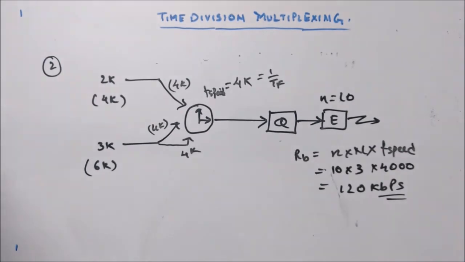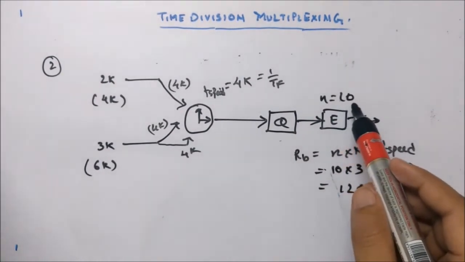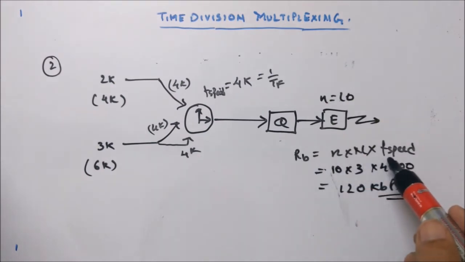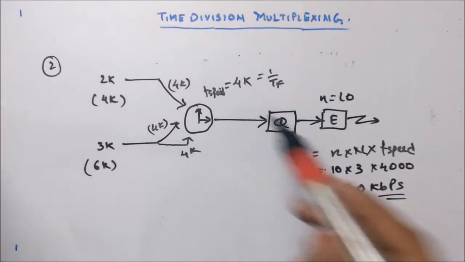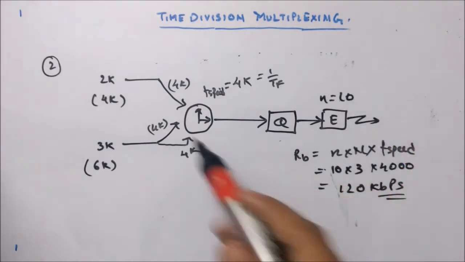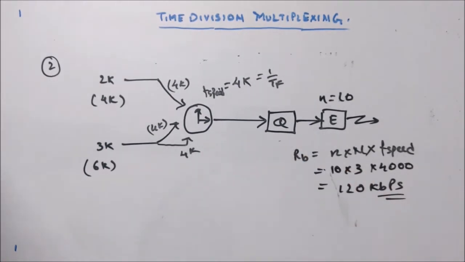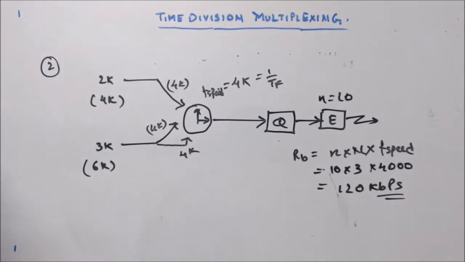So if you have small n equal to 10 bits per sample, you will have bit rate equal to small n into capital N into F speed. Your F speed is 4K, small n is 10, capital N is 3, so 120 kilobits per second. This will be the bit rate for this case. So I hope you got the clear picture of how you do time division multiplexing in the case of message signals band limited to different frequencies.